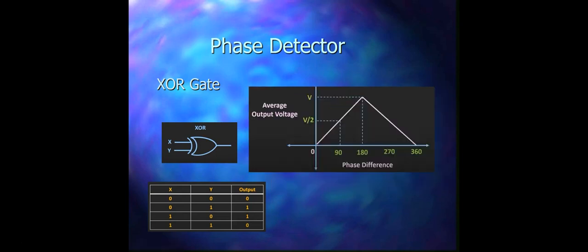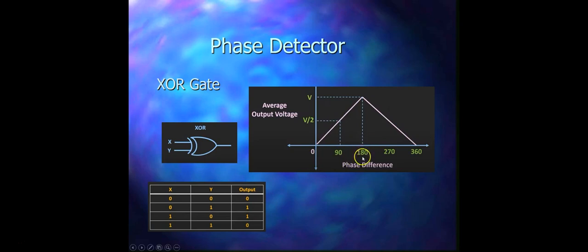Now here is the plot of the phase difference and the average output voltage of the low pass filter. You can see that as the phase difference between the two signals increases from 0 to 180 degrees, the average output voltage also increases linearly. So you see this linear curve between the phase difference and the average output voltage. This means that the phase detector is a linear phase detector, but the phase relationship is linear only for 0 to 180 degrees.